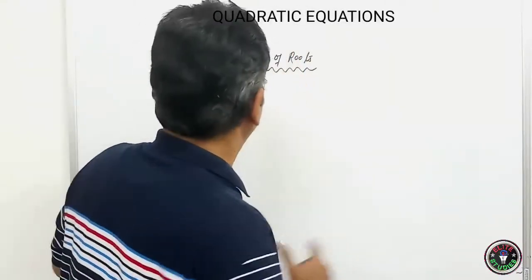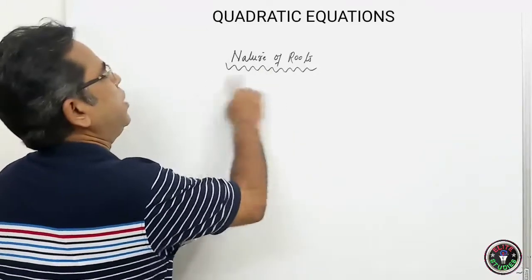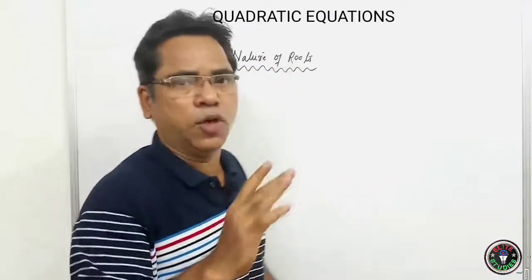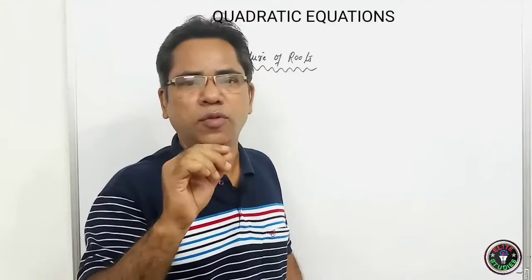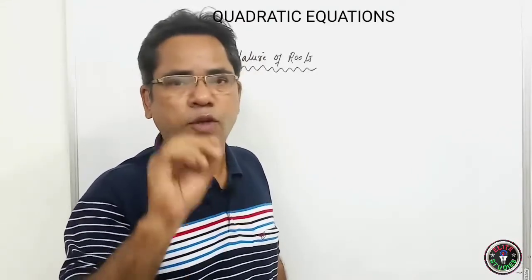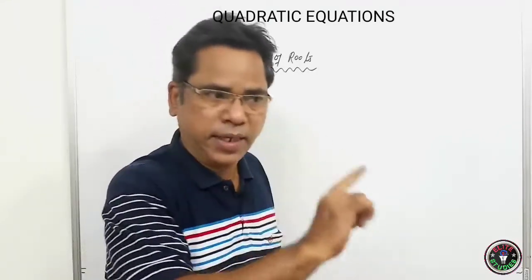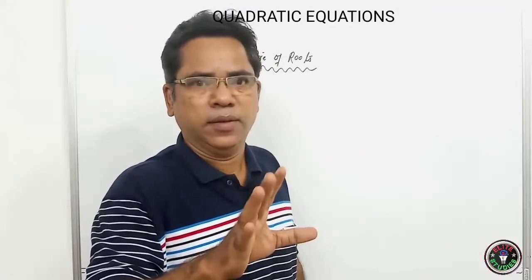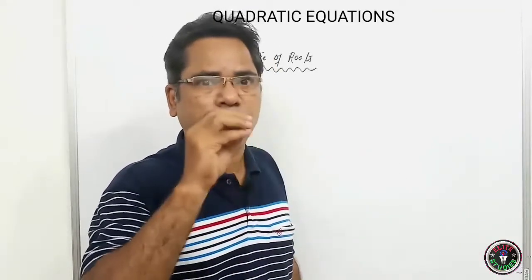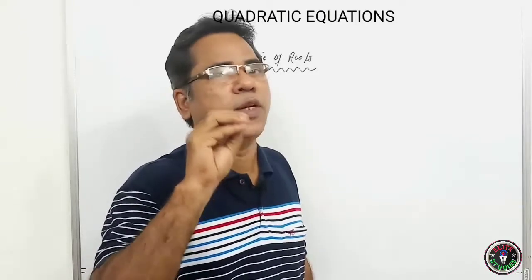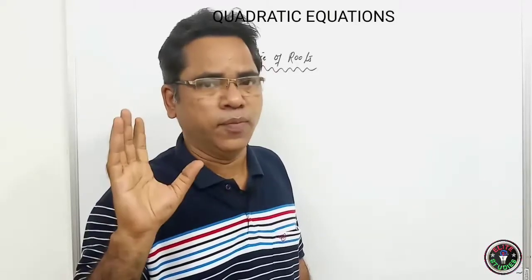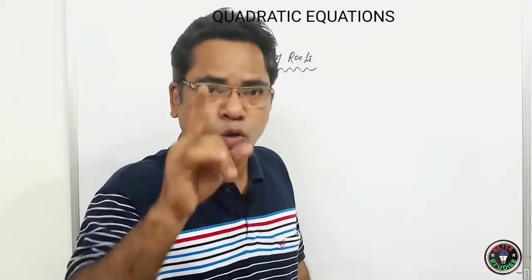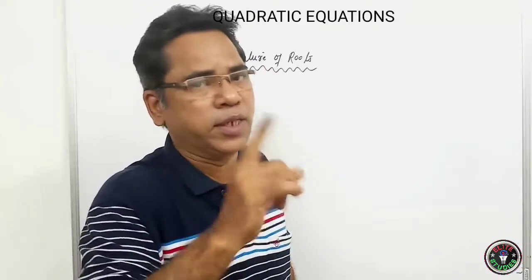Now let us see. First, what do you mean by root? As I have already told you, root means those values of the variable for which the equation gets satisfied. This means the LHS becomes equal to RHS. So whatever the equation may be, the very sole purpose of an equation is to find its roots. And roots means what? Those values of the variable for which the equation gets satisfied.